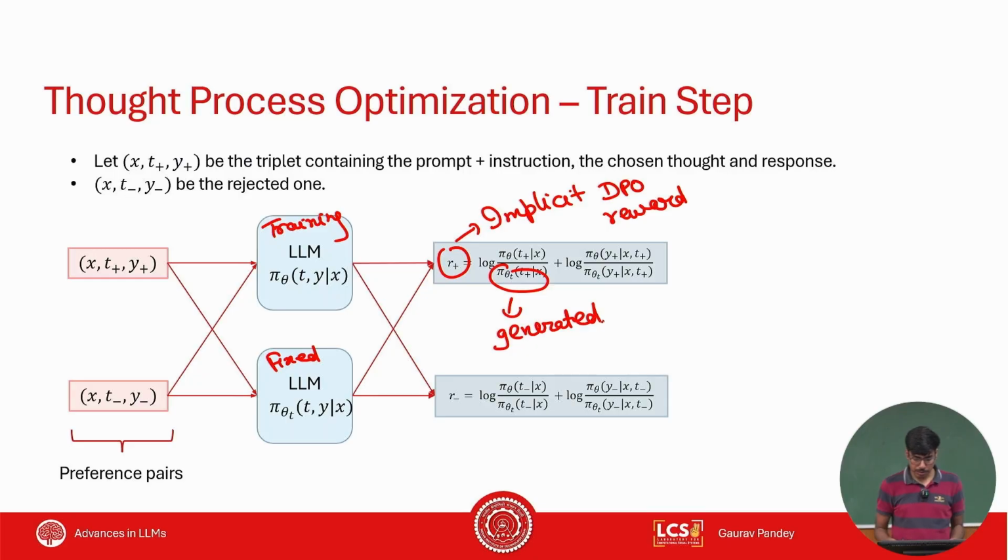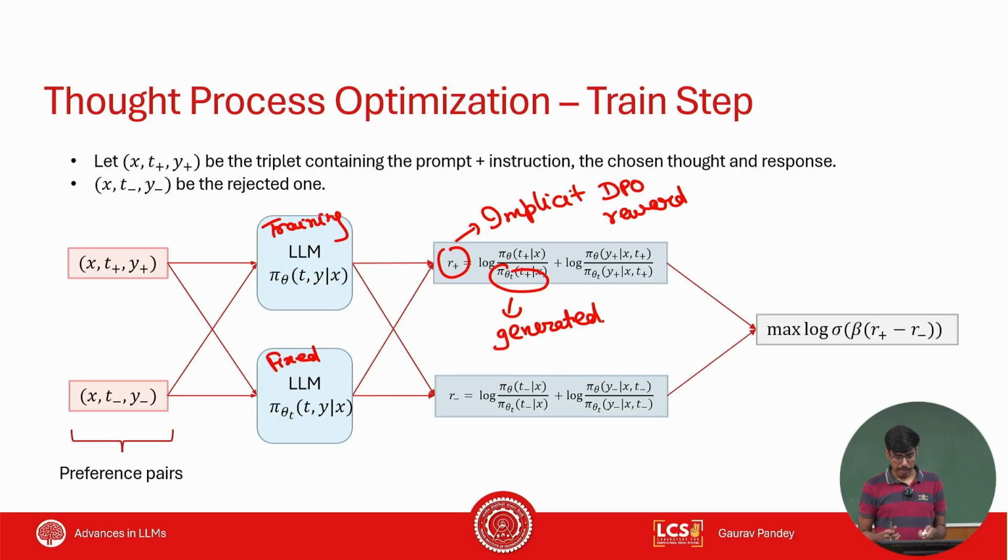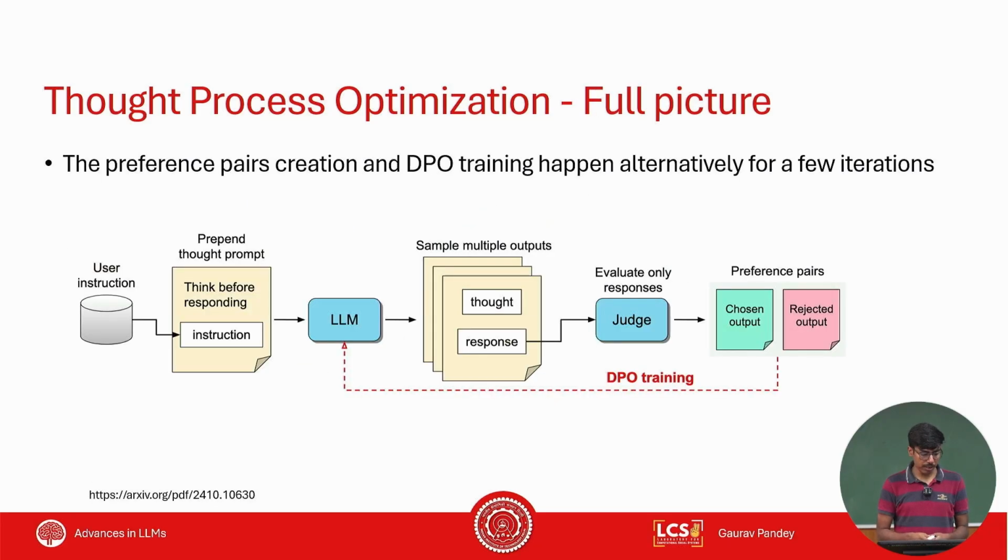So you take this log probability ratio of the thought and the response for the correct pair, and similarly you do it for the rejected thought and response, and then you maximize the DPO objective, which is simply log sigmoid of beta times the implicit reward of positive minus implicit reward of negative. If you have forgotten DPO, maybe it will be a good time to go through the slide.